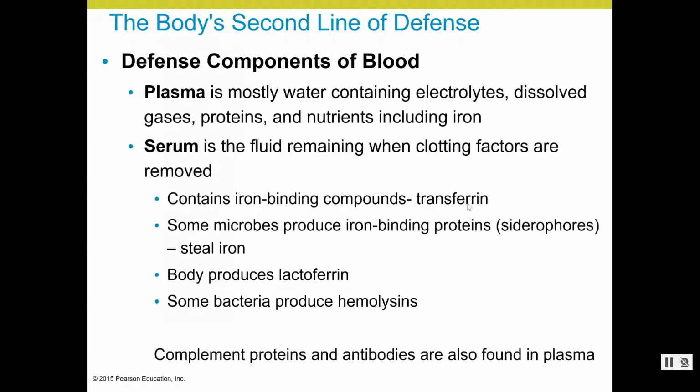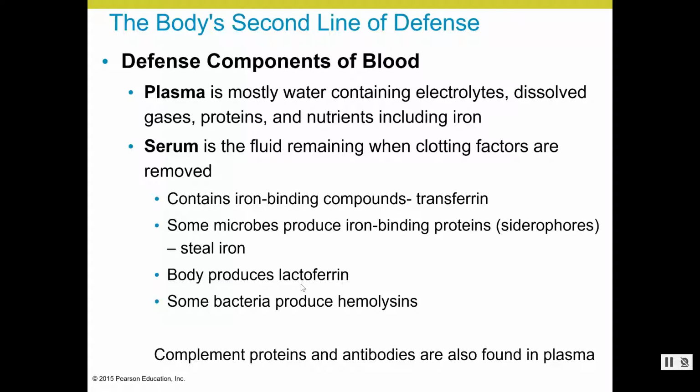So basically, it's an iron tug of war. We make transferrin, they make siderophores, they steal it from the transferrin, we make lactoferrin and steal it back. This is a defense mechanism. It is non-specific because any bacteria that's doing this kind of thing will just be stealing back the iron. If they don't get iron, they can't get oxygen and their cellular respiration won't work, and they can't make ATP, and the microorganisms will die. This is a way we can protect ourselves.